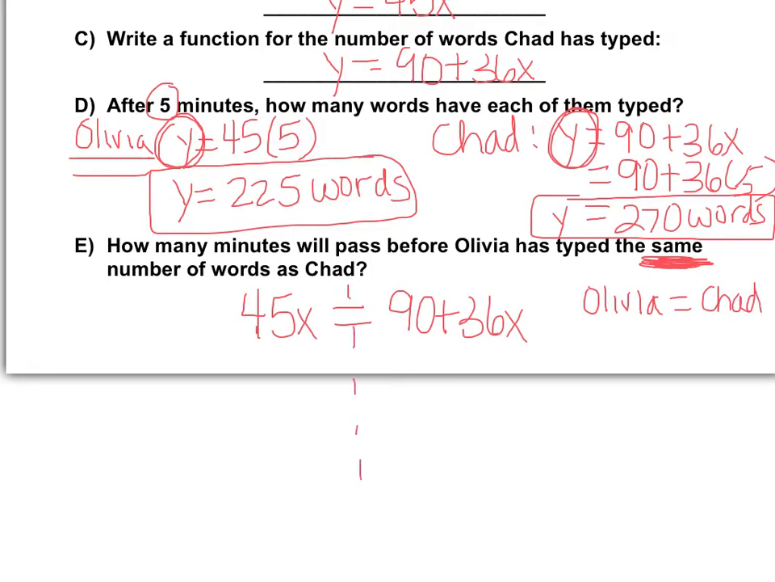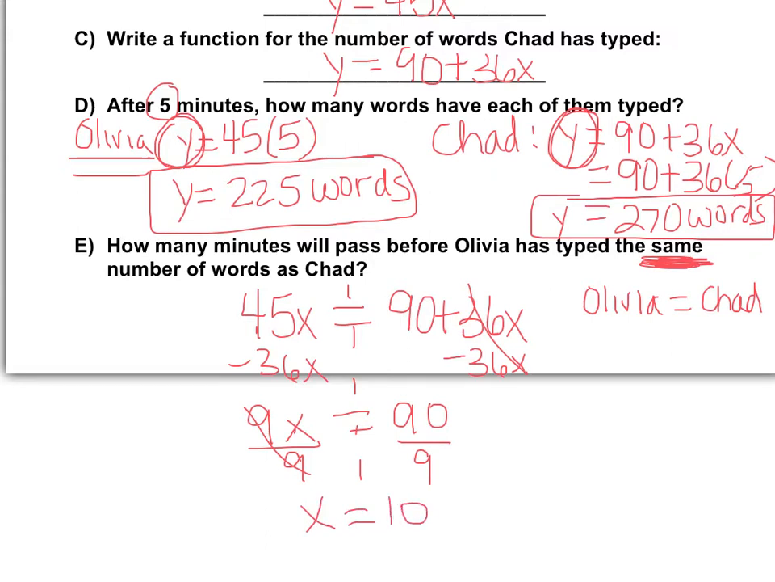So we're going to draw our line. We're going to subtract 36x from both sides. So 45x minus 36x gives you 9x, and that equals 90. So we divide both sides by 9, and x is equal to 10. So it takes them 10 minutes before they've typed the same amount of words. In other words, it takes 10 minutes for Olivia to catch up with Chad.